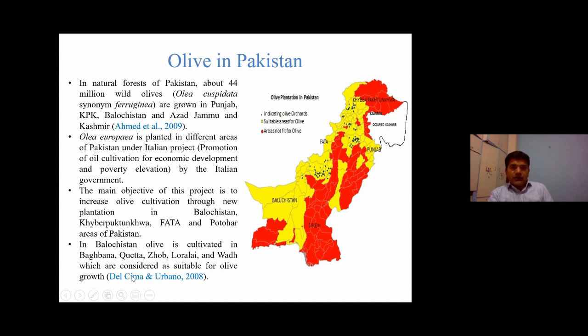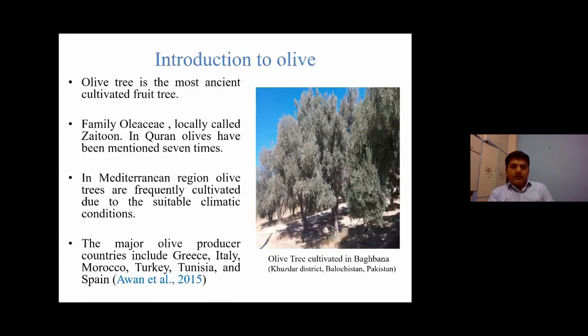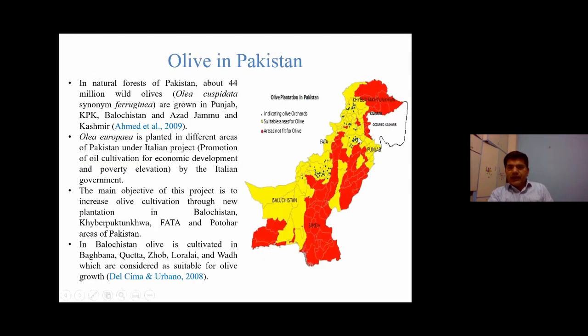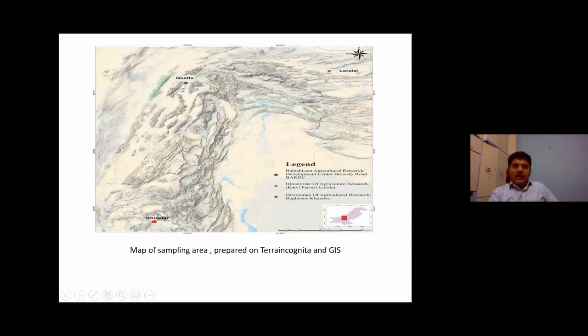And you can see here in Pakistan, the particular area shows the olive cultivation that has been carried out by different projects. And here is the map. You can see this is Quetta city where I live, and the other area is Khuzdar, that is about 300 kilometers away; the distance between the two areas is about 300 kilometers.